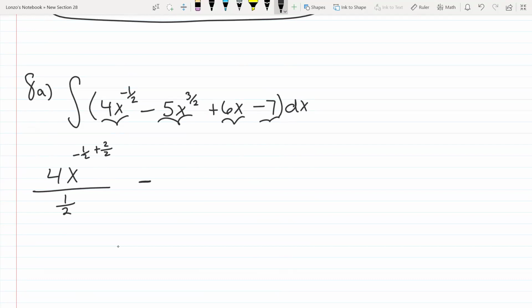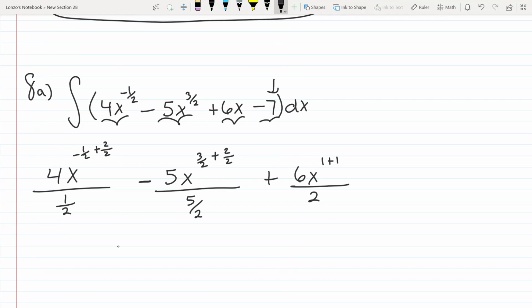Minus the integration of negative 5x to 3/2. That would be negative 5x and then 3 over 2 plus 1, or 2 over 2, over that new power. So 3/2 plus 2 over 2 is 5/2. Plus the integration of 6x is just 6x. This has a power 1, so 1 plus 1 is 2 divided by 2. And the integration of a constant, negative 7, would be negative 7x.